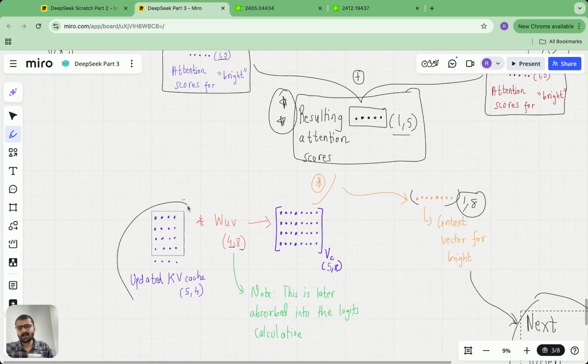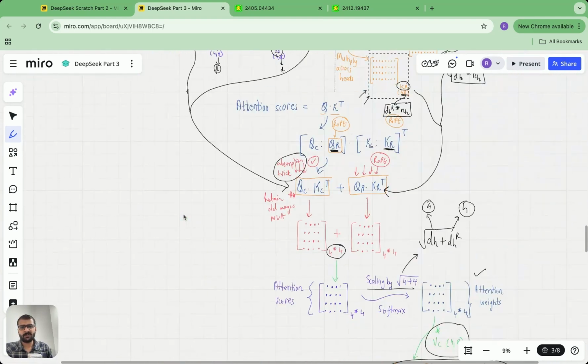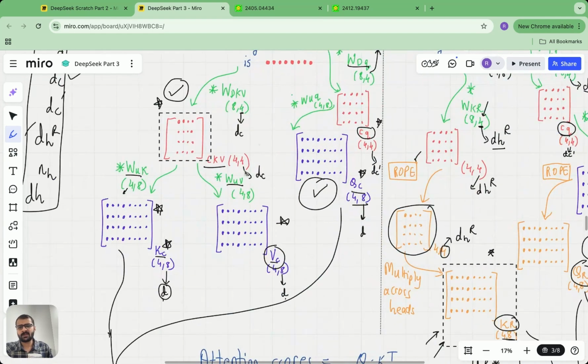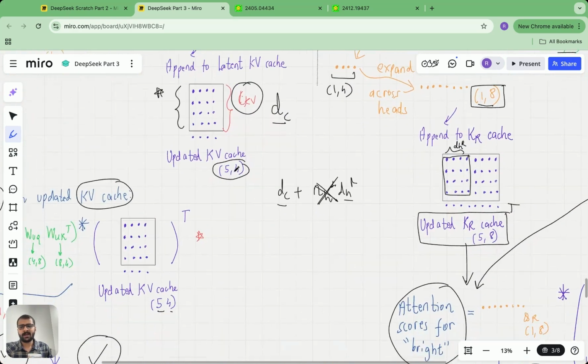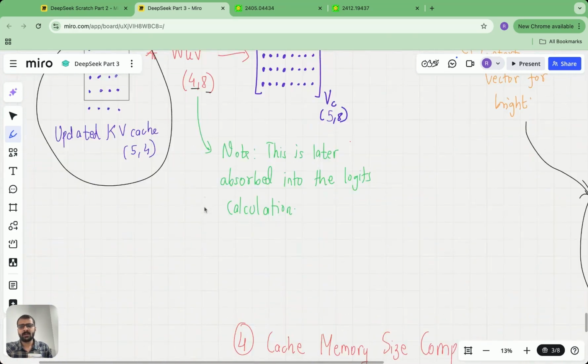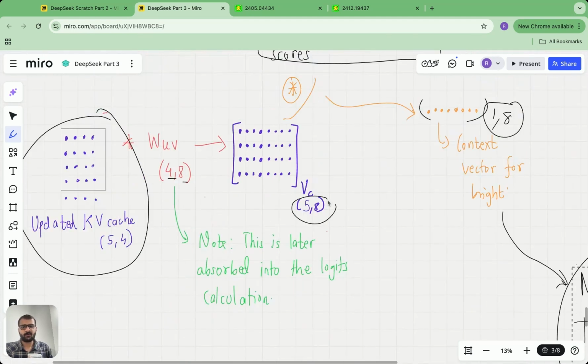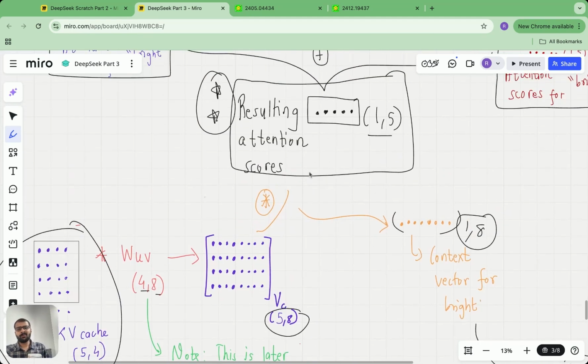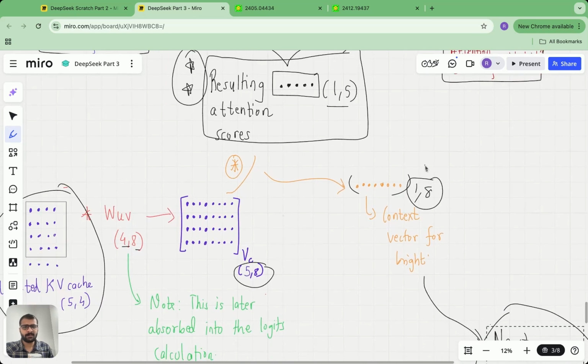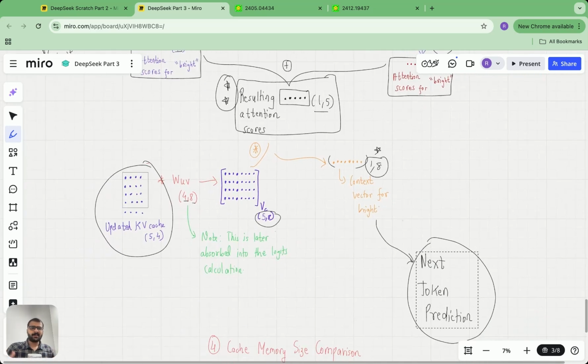Then we already have the updated KV cache, right? And we already have the WUV. So we multiply the KV cache with WUV to get my updated values matrix, which is 5 comma 8, and the attention scores will be multiplied with the values matrix, and that gives me a 1 by 8 vector, which is the context vector for bright. That's it. And this context vector is then used for the next token prediction task. This is the whole pipeline which is there for new inferences of tokens.